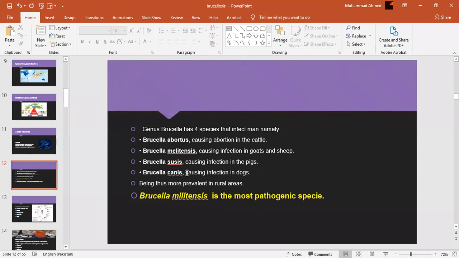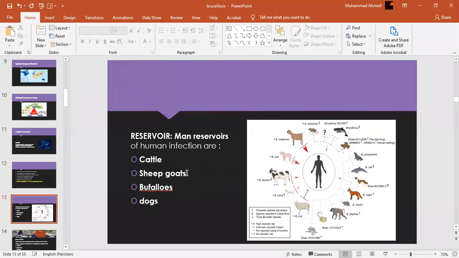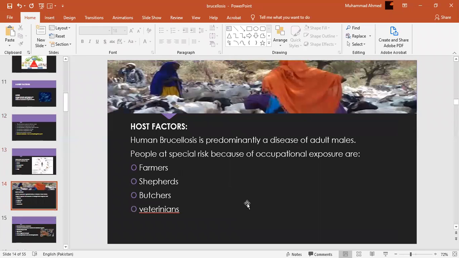Because they cause infection in these animals, it is more prevalent in rural areas. Brucella melitensis is the most pathogenic species. Other species are less virulent. You can see in this picture the animals like goat, sheep, buffaloes. These are causing infection in men. Other species are not causing infection in man. Okay, then we come to reservoir. The main reservoirs of human infection are cattle, sheep, goats, buffaloes, dogs.